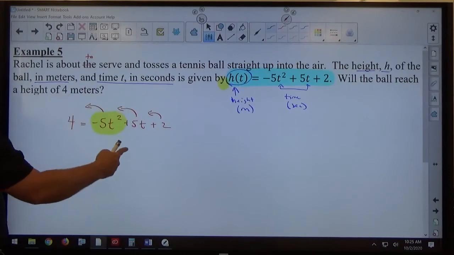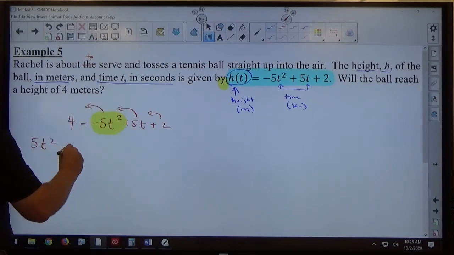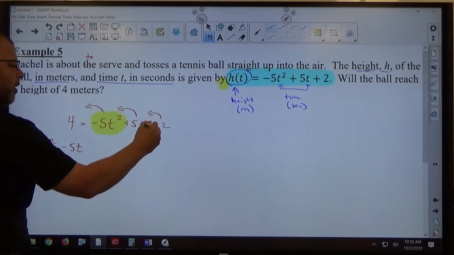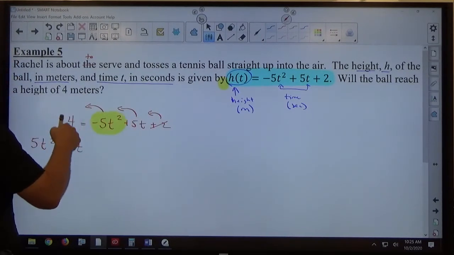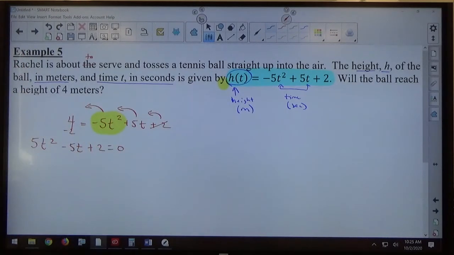So negative 5t squared moves left, becomes positive 5t squared. Positive 5t moves left, becomes negative 5t. And the positive 2 becomes negative 2, combined with the positive 4 makes positive 2, and all that equals 0. So if the height equals 4, my quadratic function is positive 5t squared minus 5t plus 2 equals 0. I simply need to determine if that has any real solutions.